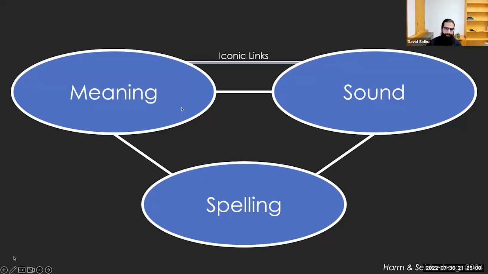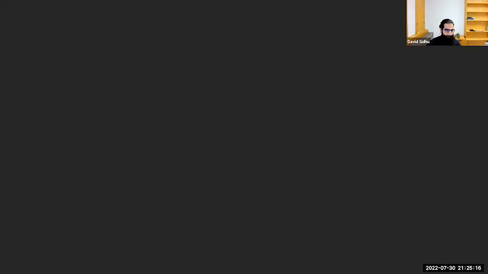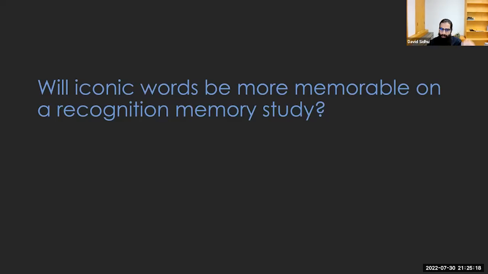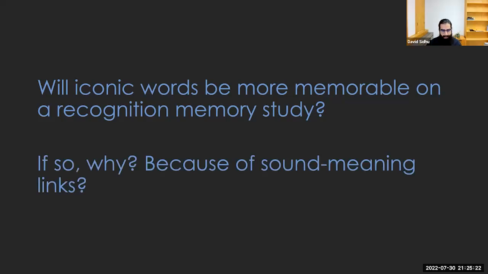Our idea was that potentially iconic words have these special links between sound and meaning, and that maybe this is why they're processed faster. So keep this in the back of your mind, because this is the idea that we're going to be testing with this memory experiment that I'm going to discuss. So our big question is, will iconic words be more memorable on a recognition memory study? And if so, why? Is there any evidence that it's because of those sound meaning links?